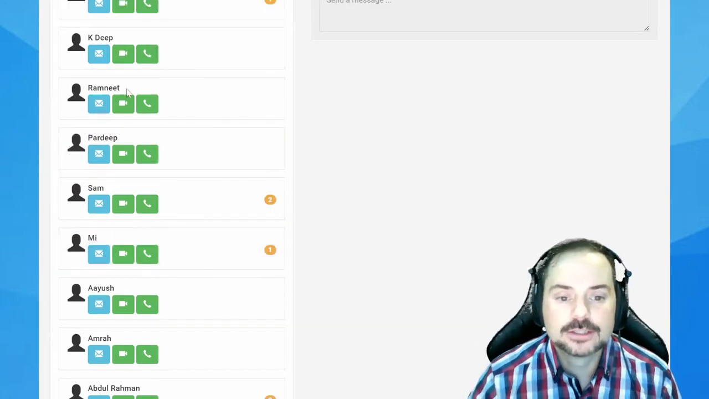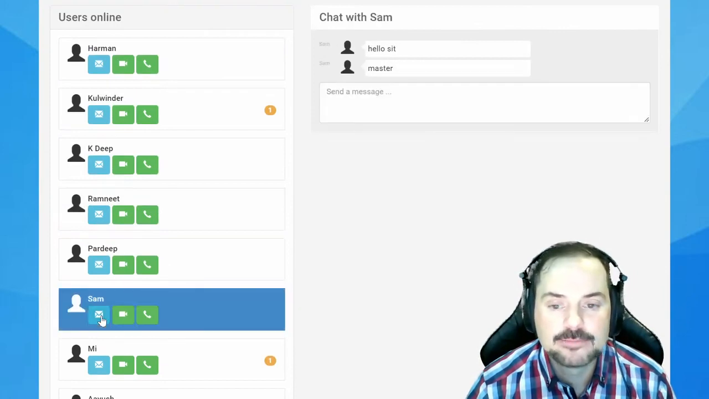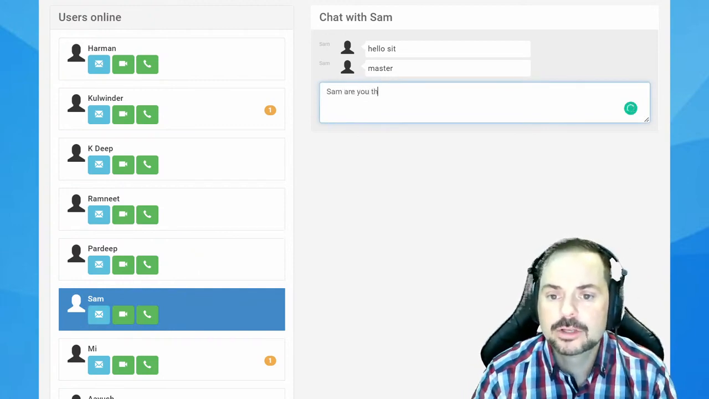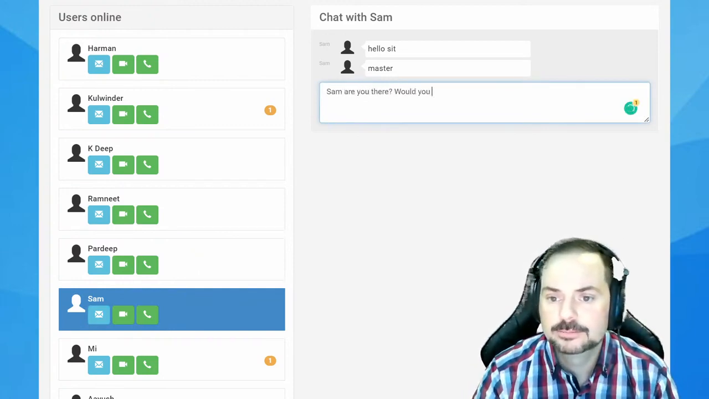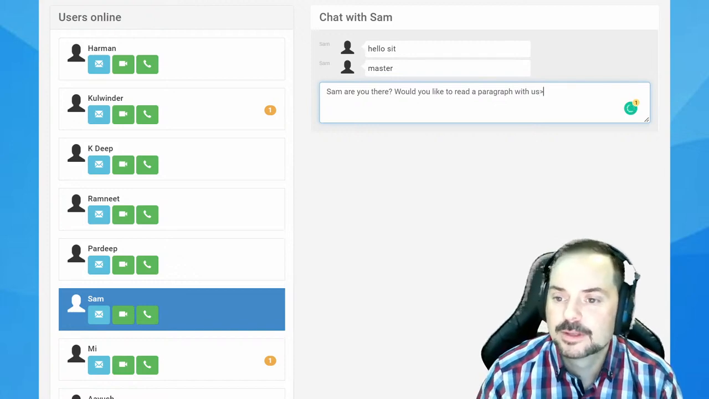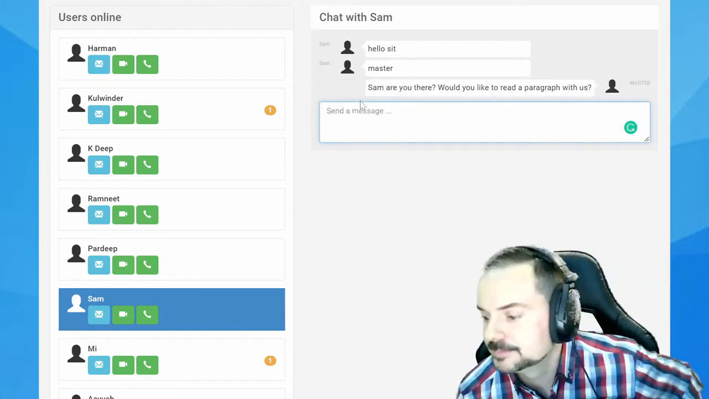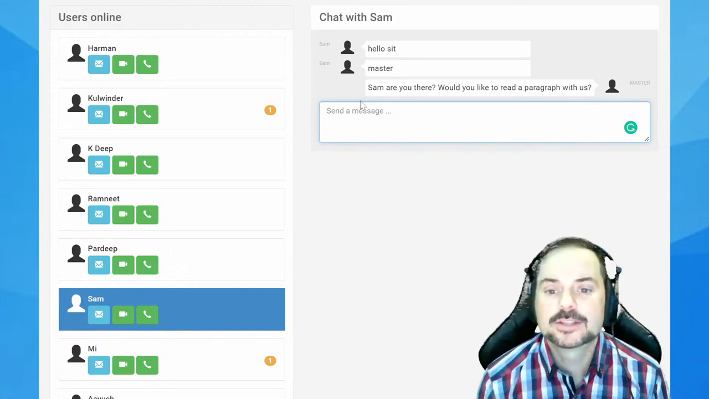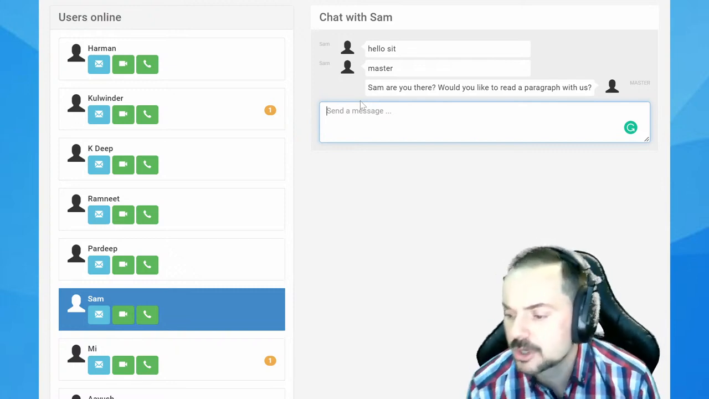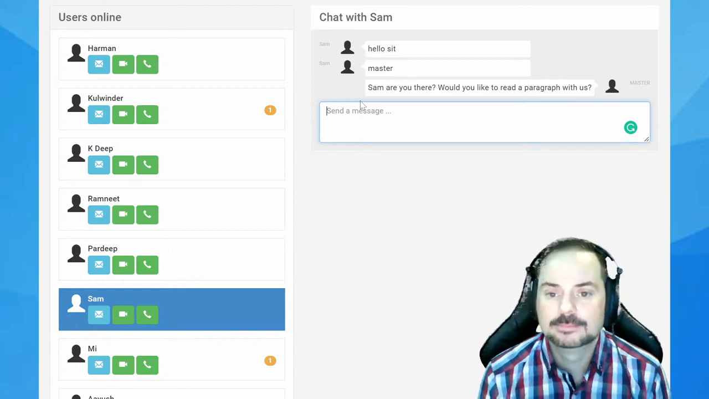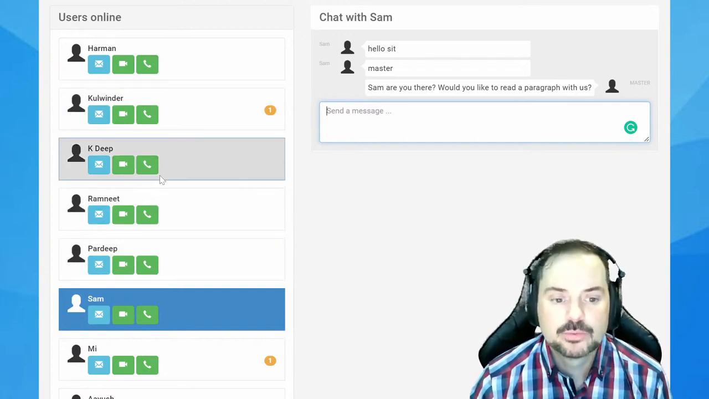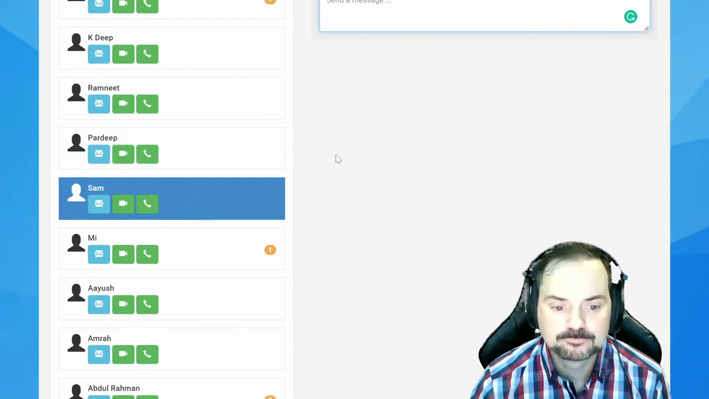All right, we've got lots more volunteers here. We've got Sam volunteering. Let's see if Sam will read a paragraph for us. Okay, Sam, are you there? Would you like to read a paragraph with us? Hopefully Sam is still with us. If not, we'll reach out to somebody else, okay? But that's the idea, so good job there, all right? Carolina, thanks for the thumbs up. Awesome. Okay, and Sam's not really responding, so I'm not sure what's going on there.